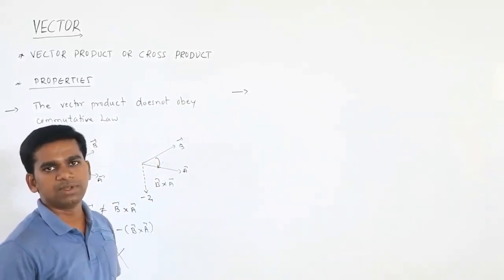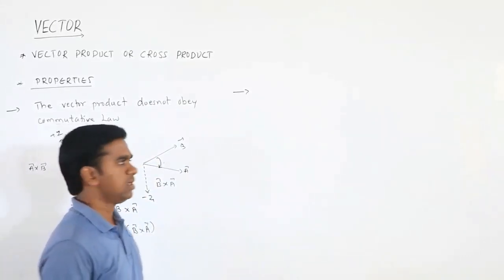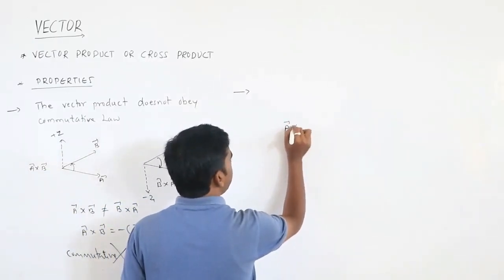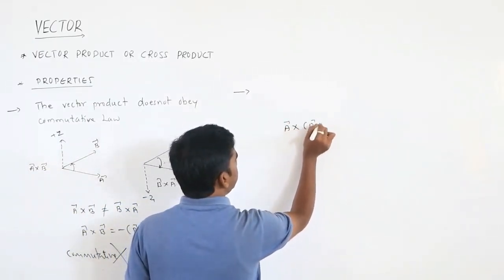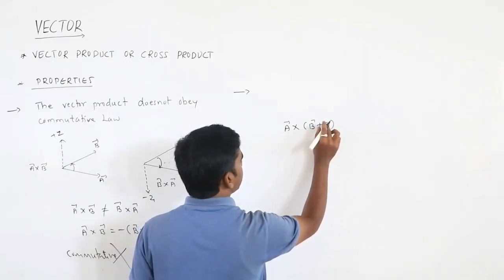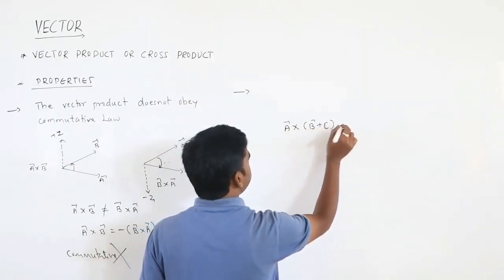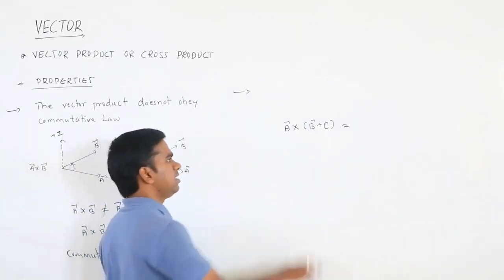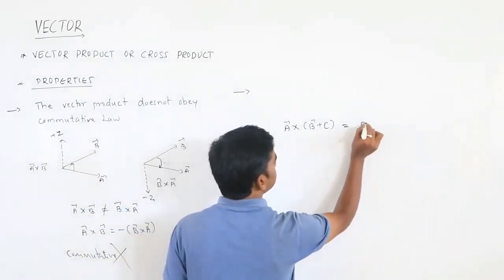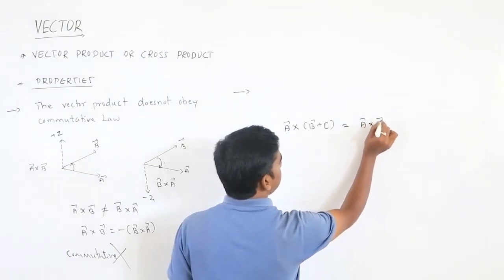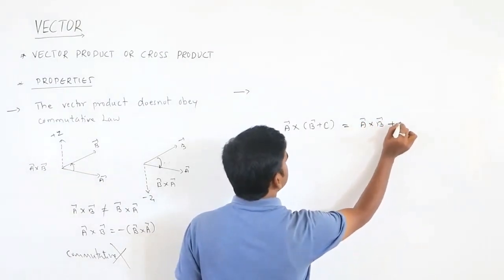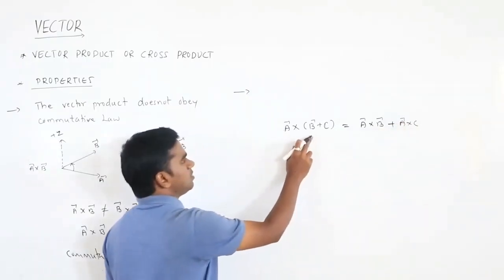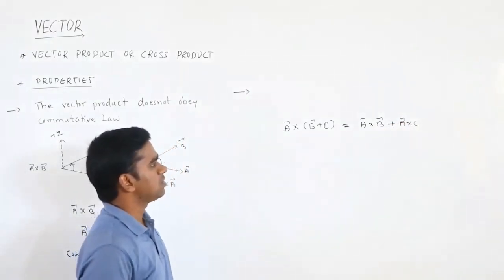So after commutative law, we should check for distributive law. It's simple. Suppose you have A cross (B plus C). If it is addition, you can directly write it as A cross B plus A cross C.